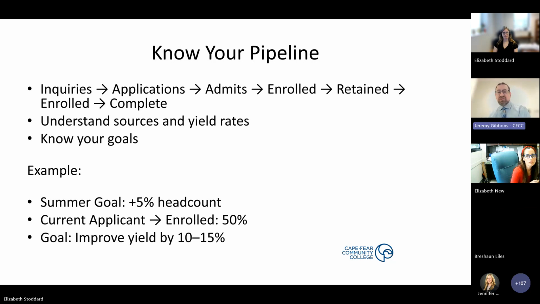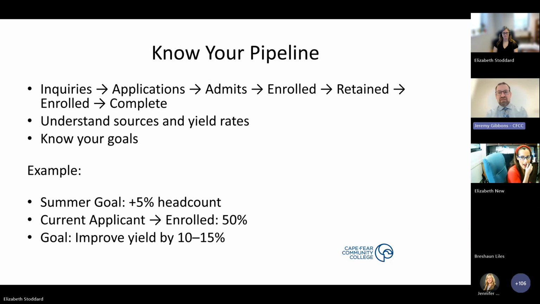You want to make sure you're understanding your sources and your yield rates. So how do those yield rates impact your goals? Right now, in real time, our summer goal was to be up 5% in headcount for the term that just started. And historically, the percent of our applicants that are converting to registered students is around plus or minus 50% when you look at all of our students. It's much higher when you look at our specific CCP students, which is probably true for many of us on the call today. That 50% for the general yield is in line with the average community college yield across the country. But of course, we all want to move that needle, right?